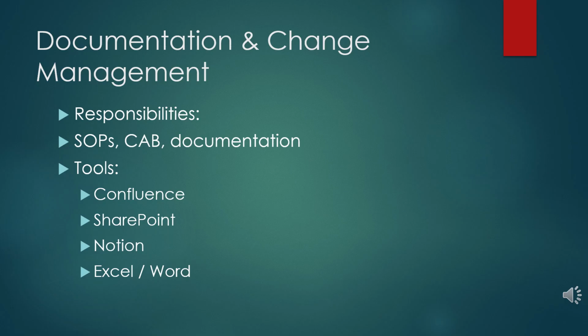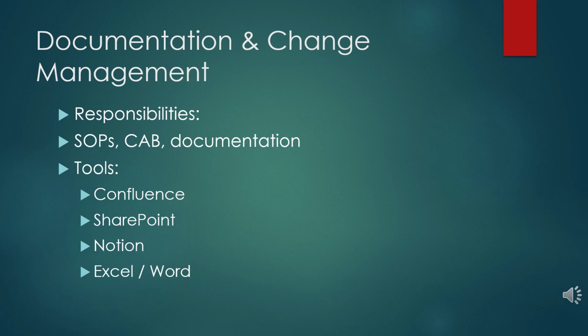Now let's move to change management. In enterprise environments, we cannot make changes directly in production systems. Every change must go through a proper process. This is called change management. The goal of change management is to ensure that any modification to the system is planned, tested, approved, and implemented safely. Now one of the key components of change management is CAB, which stands for Change Advisory Board.